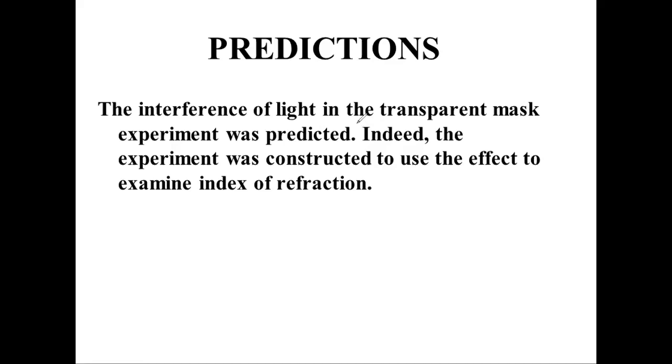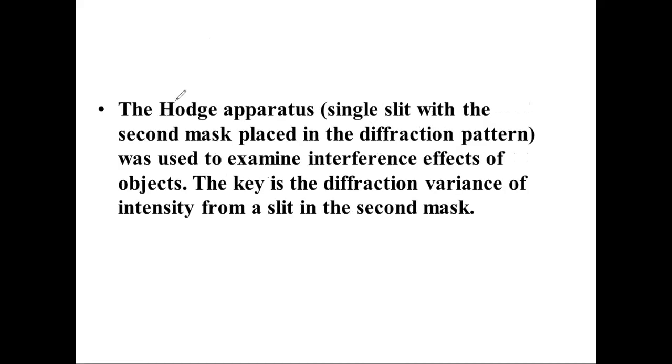But in this transparent mass experiment, that's when Dr. Sato quit trying to figure out how it worked. The Hodge apparatus, which is a laser with a single slit, produces a diffraction pattern with a very well-known distribution, that is to say the Fraunhofer distribution.